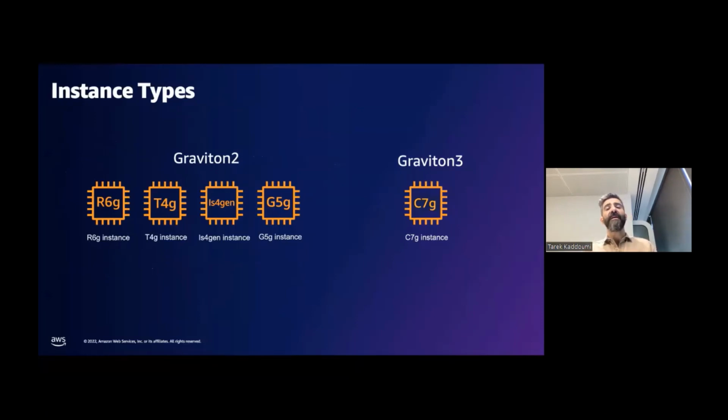I'm talking about the instance types supported with Graviton processing power. I'm talking about instance types like R6g, T4g, Is4gen, G5g, and the recently introduced one, which used to be in preview up to last May, and is now publicly available: Graviton3. These types of instances provide you with less power consumption, more performance, and more sustainability awareness for your workload, your processing, and instance types.